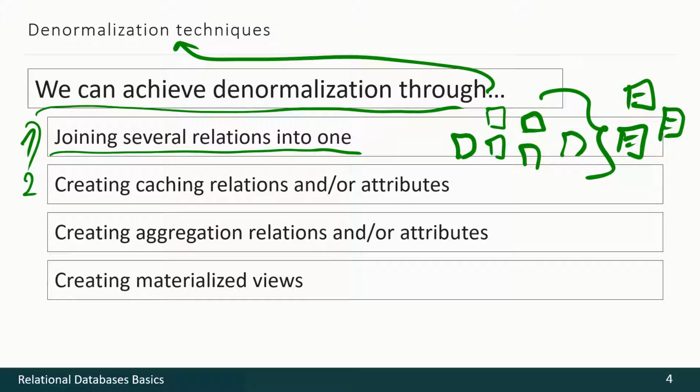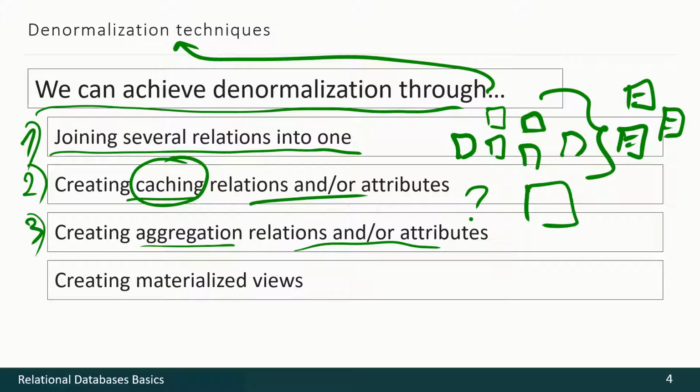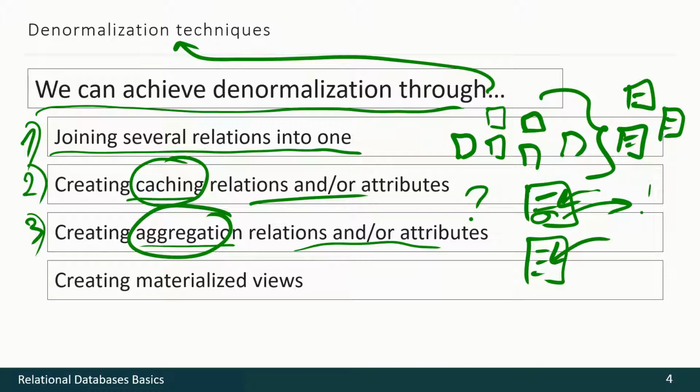The next two approaches are rather similar except for one little difference. So, we may use caching or aggregation of relations and or attributes. What's the difference? When we are using caching, we get a new relation, new data here, and there is a possibility to extract the data into its initial form. With aggregation, we also have some new form, and there is no way to extract the data in its initial form. So that's the only difference, but the similarity is that in both cases we have some new form of storing some data.